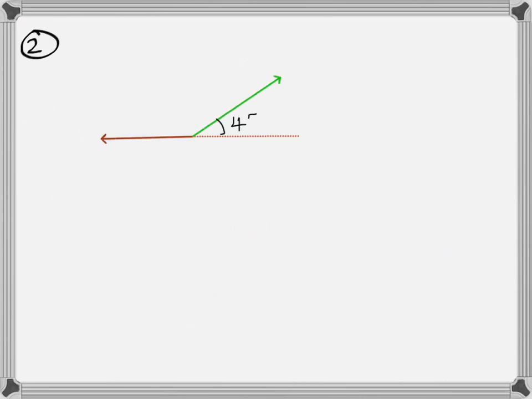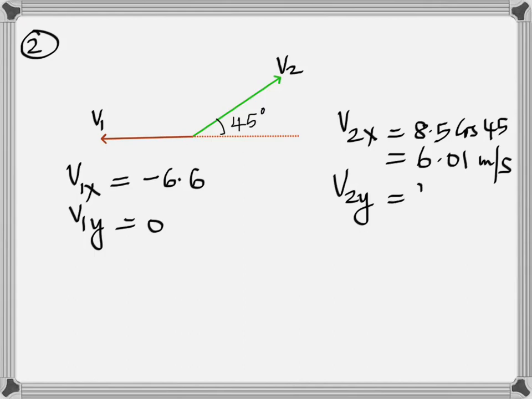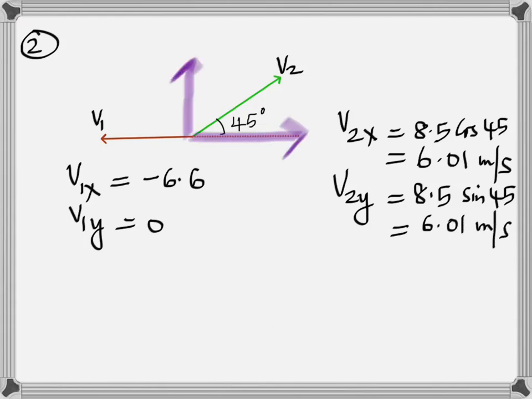In question 2, you resolve the vector into two components. Those are the vectors v1 and v2, and you get v1x is negative 6.6, v1y is 0, while v2x is 8.5 cos 45, and v2y is 8.5 sin 45, as shown in the diagram.